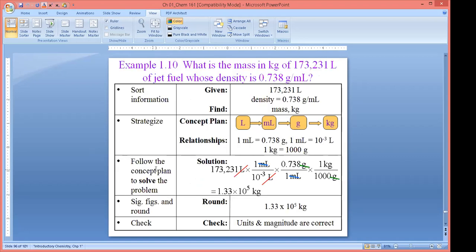And so they do a problem here. What's the mass in kilograms of 173,231 liters of jet fuel? That's a lot of jet fuel. So I'm expecting a big number, right? That's a big number. And then it tells us the density.